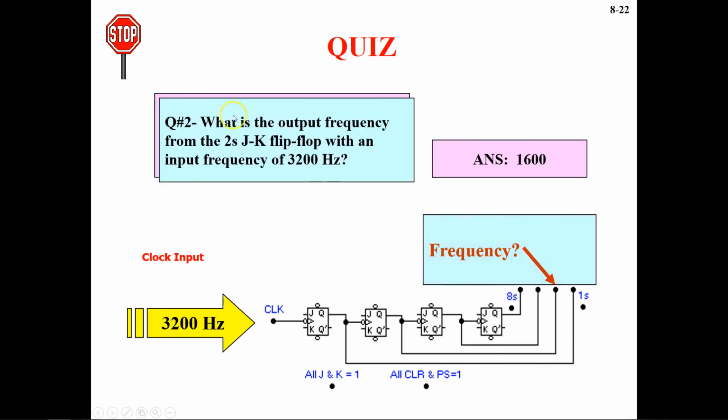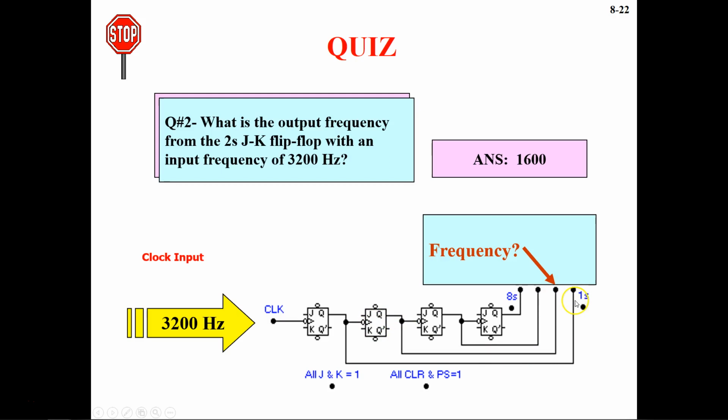Now, what is the output frequency of the second JK flip-flop with an input frequency of 3200 hertz? So we want to know the output of the second JK flip-flop, and what the frequency will be over here.